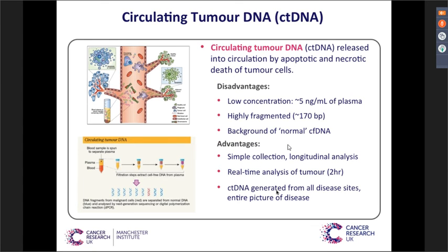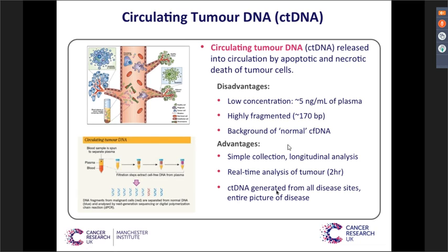Excuse me. So the other analyte that we're interested in is circulating tumor DNA. So this is released into the plasma following apoptotic and necrotic death of tumor cells. Again, limitations of working with ctDNA can be that the concentrations tend to be low, typically maybe 5 nanograms of cfDNA per ml of plasma. The DNA is also highly fragmented. It's a very tight 150 to 170 base pair DNA fragments, which is basically a single DNA wound around a nucleosome.